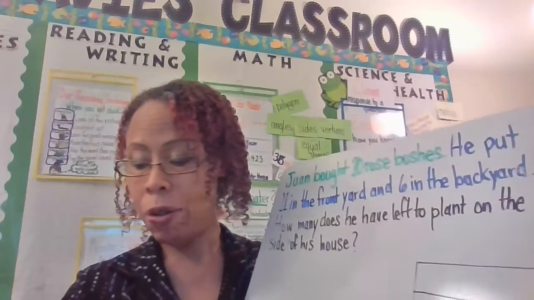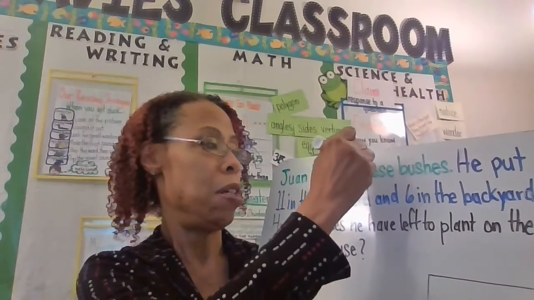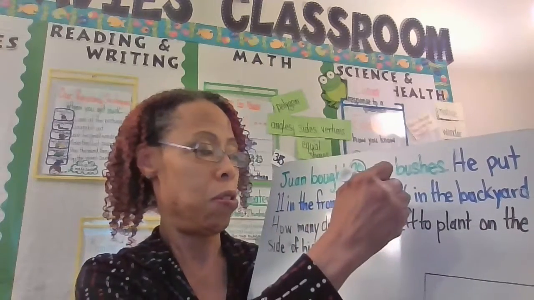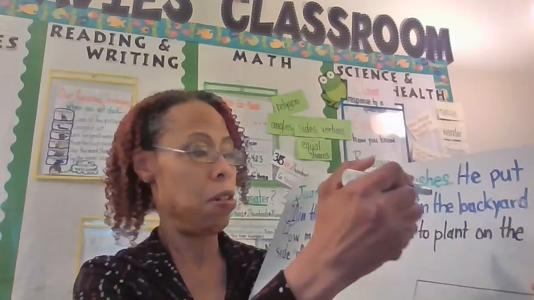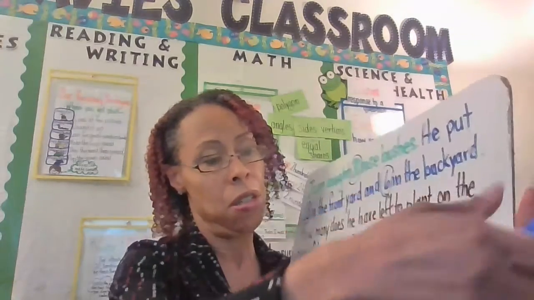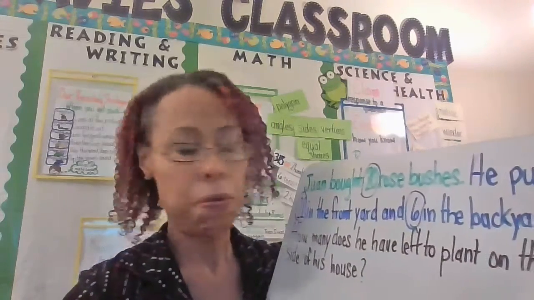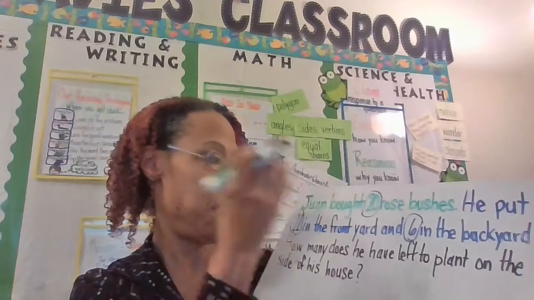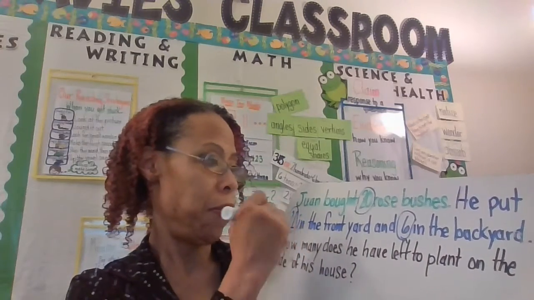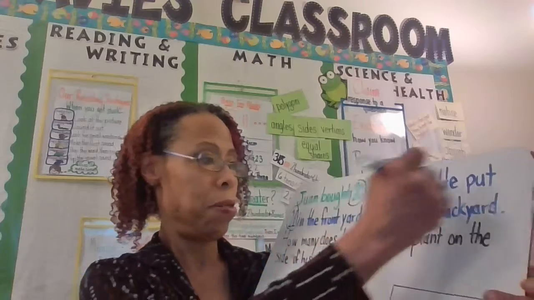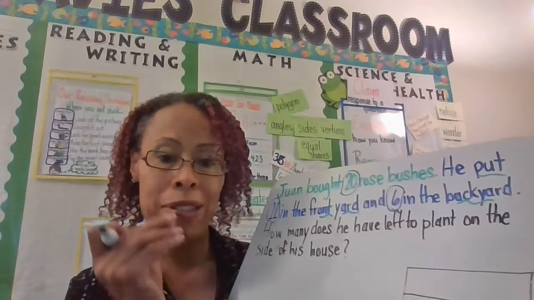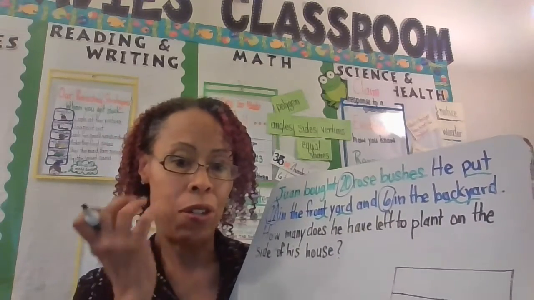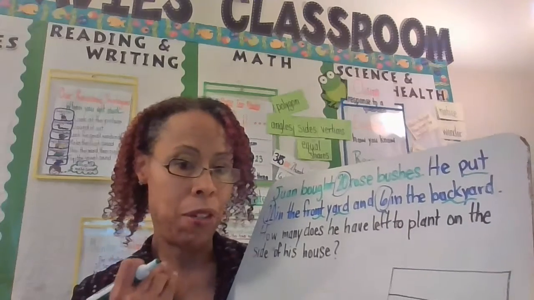So let's look for the key words and numbers. All right, so we have 20 rose bushes, 11 in the front yard, and 6 in the backyard. Let's look for our key words. So he bought these rose bushes. He put 11 in the front yard and in the backyard. So that means that once they are planted in those sections, he no longer has them available right in front of him.